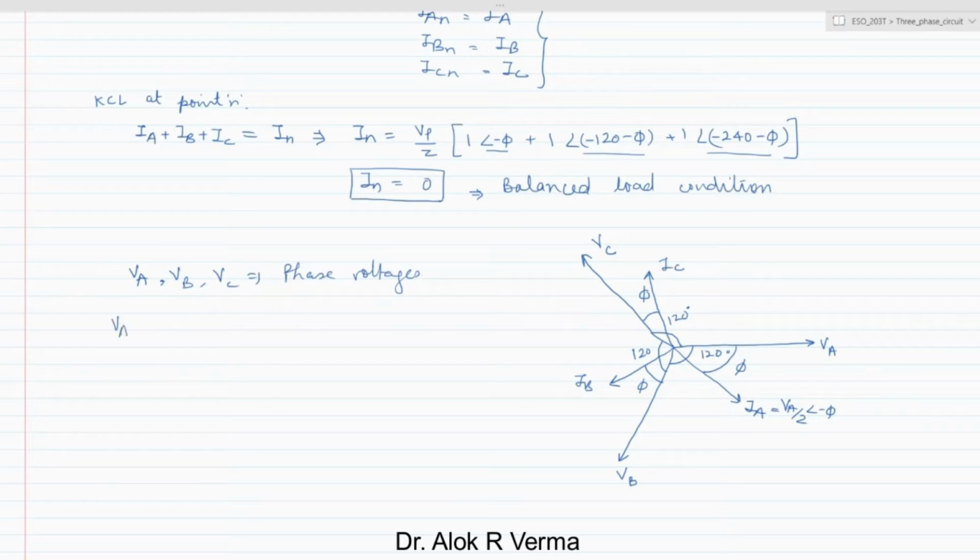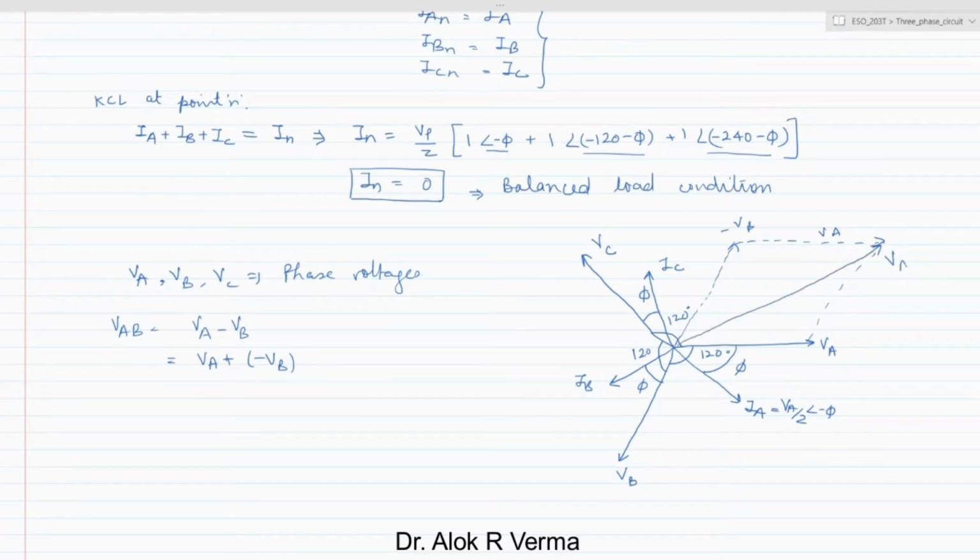So line voltage is VAB, which is nothing but VA minus VB, or VA plus minus VB. Why have I written this in this particular sense? This is the opposite of this, so this is minus VB, and now add these two. So this vector is nothing but VA, and then VA and VB, if you add, you'll get VAB.